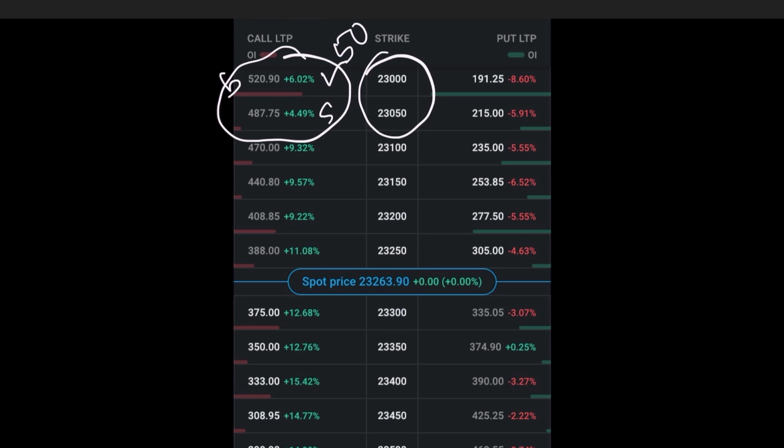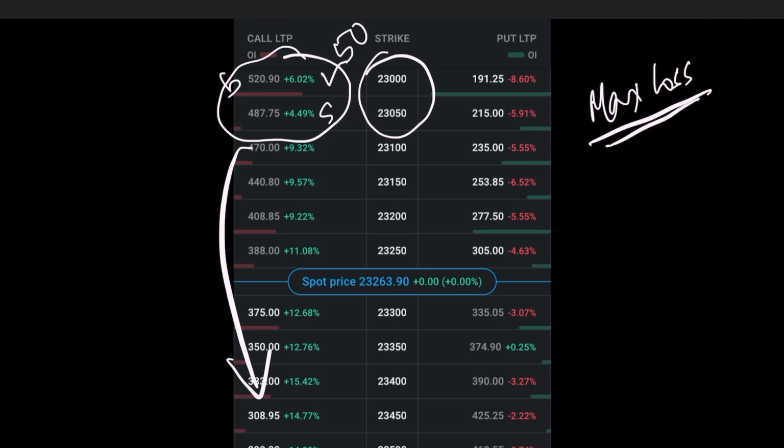On the day of expiry, the maximum profit is attained when both the options end up in the money, and the maximum loss is attained when both the options expire out of the money. So first, let us calculate the maximum loss. You subtract the cheaper one from the costlier one, that is 520.90 minus 487.75. So it will come to 33.15.